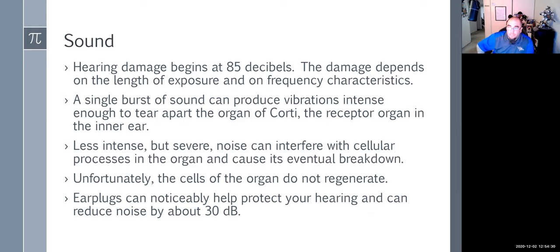You can noticeably help protect your hearing and reduce noise with earplugs, usually by about 30 decibels. Now there are a bunch of really, really good earplugs on the market today, and those earplugs all can reduce those noises by various amounts.